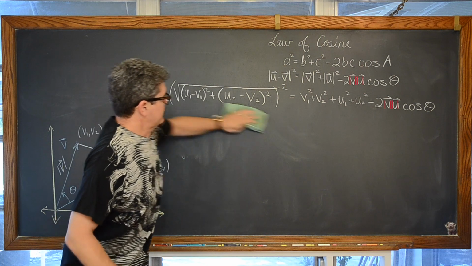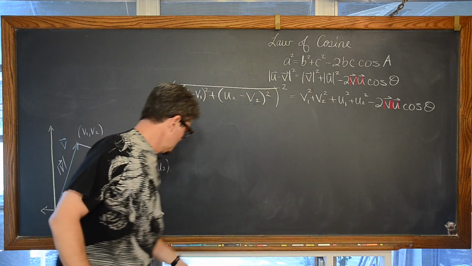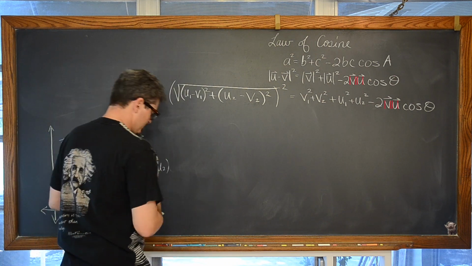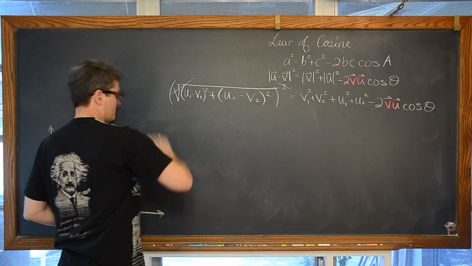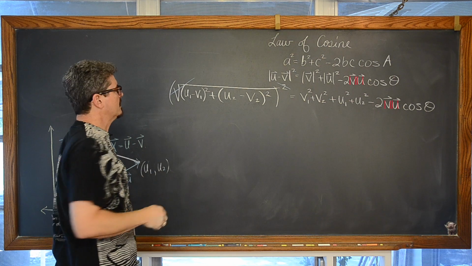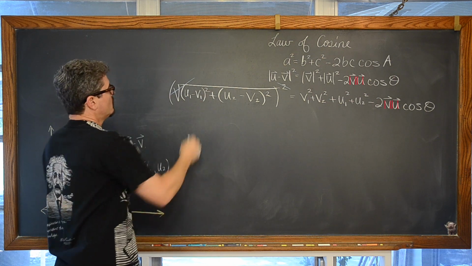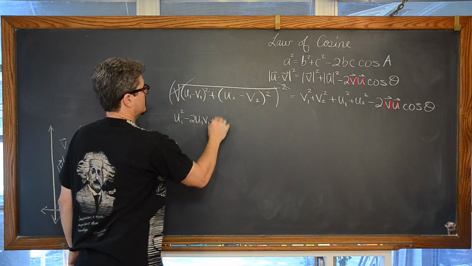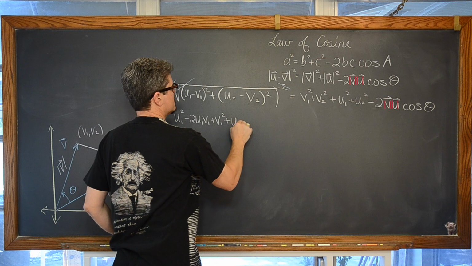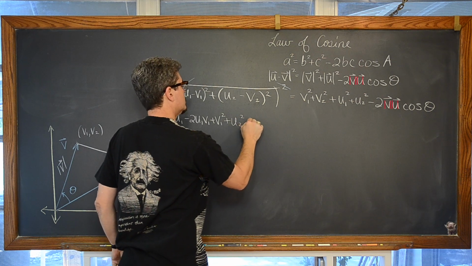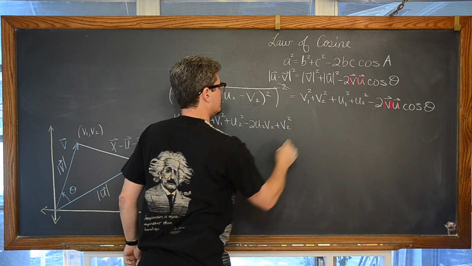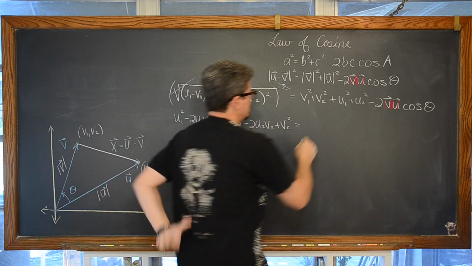This is going to expand out to be a relatively long line of algebra, but a lot of stuff's going to fall out very quickly. First of all, the square and the square root are going to cancel. And expanding u sub 1 minus v sub 1 squared, we're going to get u sub 1 squared minus 2 u sub 1 v sub 1 plus v sub 1 squared. Same thing here, we're going to expand out this binomial and get u sub 2 squared minus 2 u sub 2 v sub 2 plus v sub 2 squared. And that's going to be equal to our right-hand side.